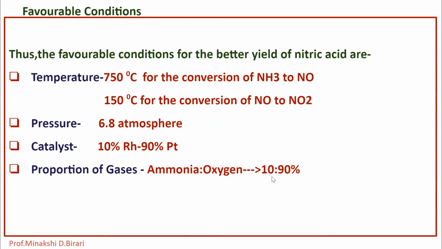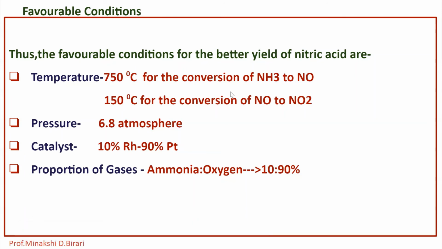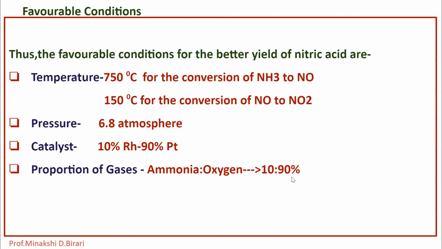So we should remember the favorable conditions for the better yield of nitric acid. Temperature 750 degrees Celsius for conversion of NH3 to NO, 150 degrees Celsius for the conversion of NO to NO2, pressure 6.8 atmosphere, catalyst 10% rhodium, 90% platinum, proportion of gases ammonia to oxygen that is 10:90 by volume.